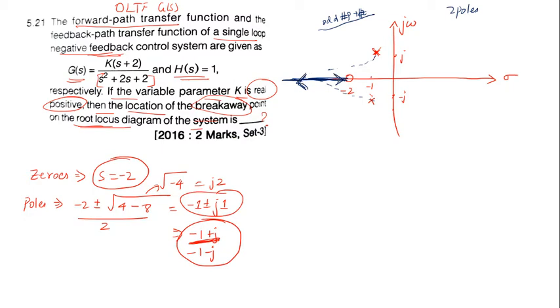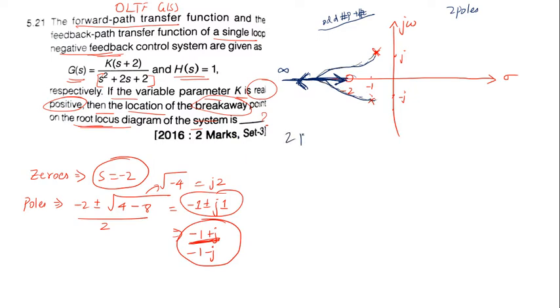Alright, so what happens is that these two come here and break away, and one of the poles goes to this zero. For the other pole, there is no other zero for it to go to, so it goes to infinity. One of the poles goes to this zero, and the other pole breaks away and goes to infinity.